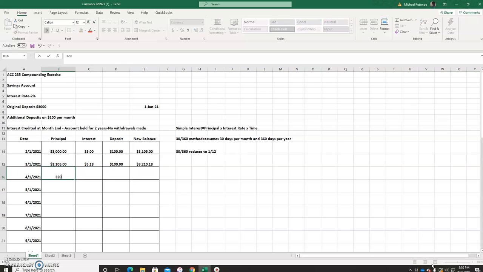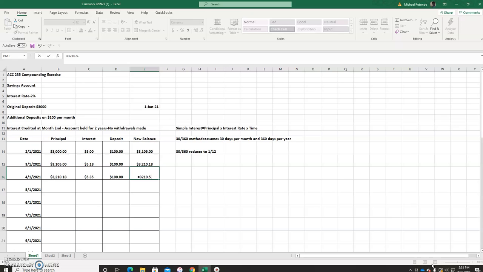So now we have $3,210.18 as our principal. And if now we do the interest again, we get $3,210.18 times 2% times 1 over 12 again. And we get $5.35. So you see how by compounding your interest, over time you get more and more interest. And so it's a good strategy for long-term savings and investment, right? where you can build interest upon interest.